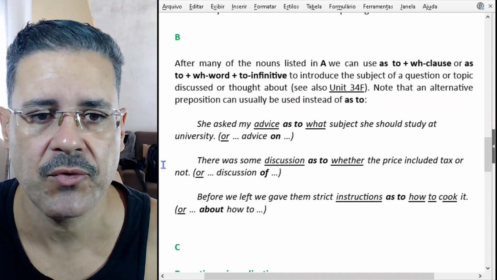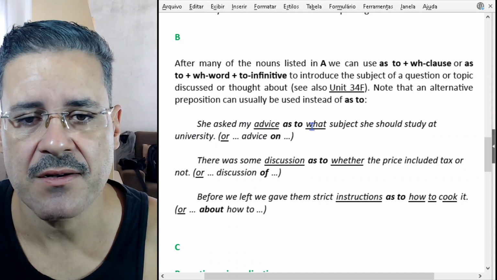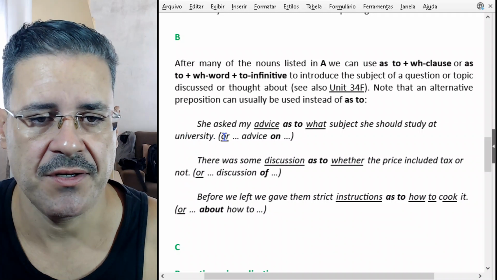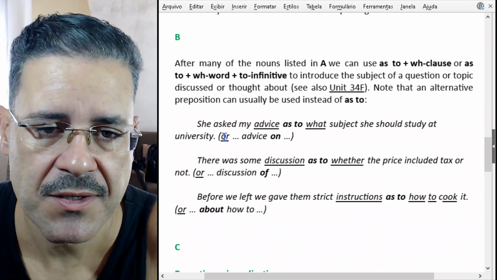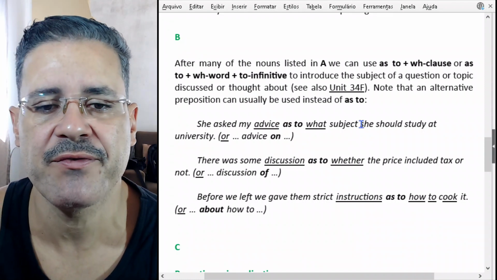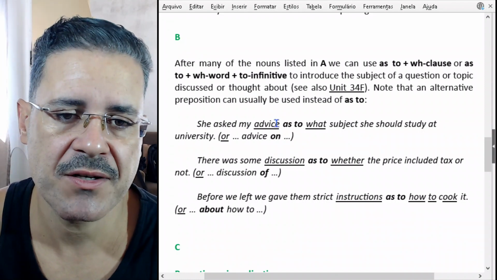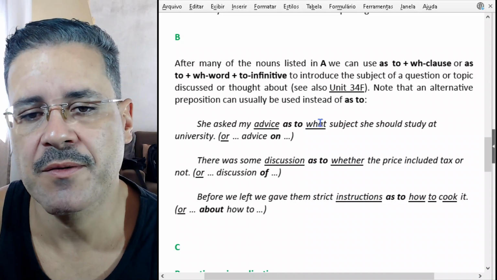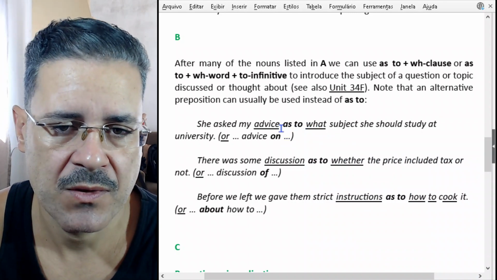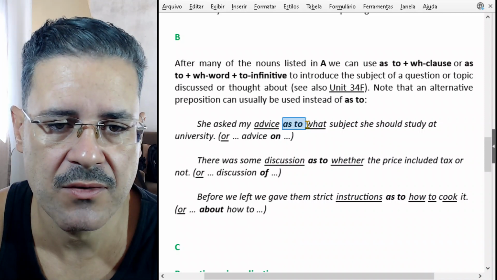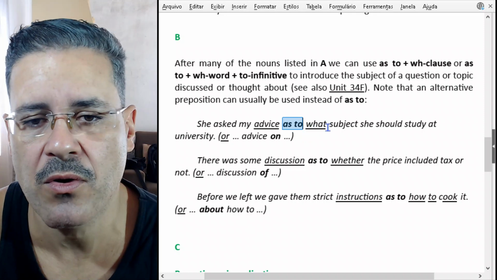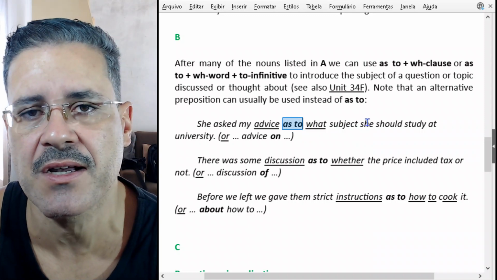For example, she asked my advice as to what subject she should study at university. Or she asked my advice on what subject she should study at university. So we can use as to, or we can use on: advice as to what, or advice on what subject she should study at university.